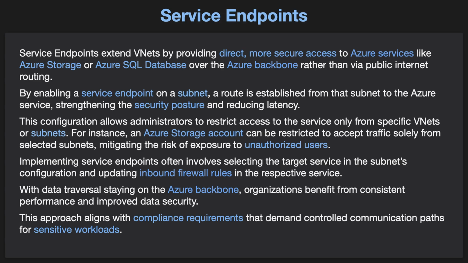For instance, an Azure Storage account can be restricted to accept traffic solely from selected subnets, mitigating the risk of exposure to unauthorized users. Implementing service endpoints often involves selecting the target service in the subnet's configuration and updating inbound firewall rules in the respective service. With data traversal staying on the Azure backbone, organizations benefit from consistent performance and improved data security. This approach aligns with compliance requirements that demand controlled communication paths for sensitive workloads.